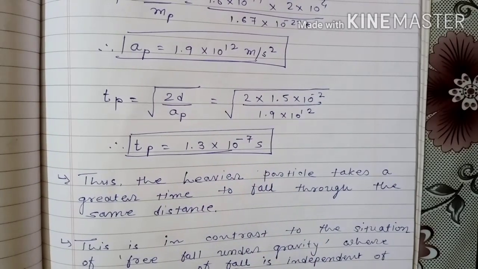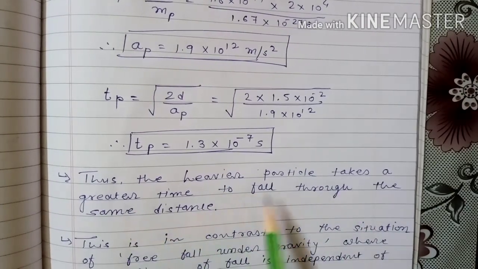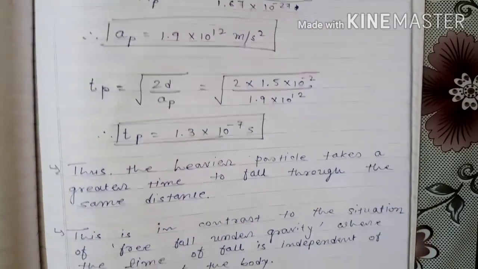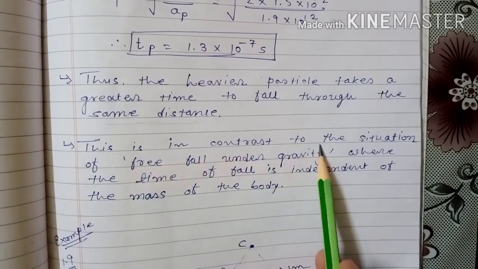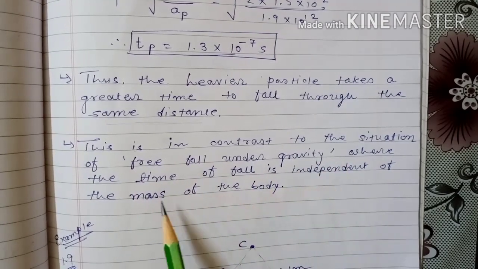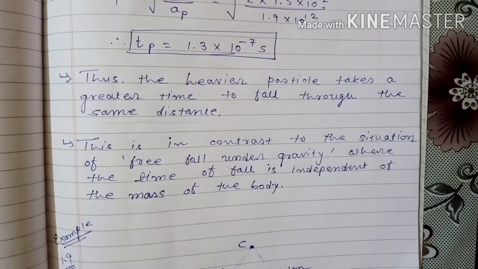If you compare the time taken by electron and the time taken by proton, then the heavier particle takes a greater time to fall through the same distance. This is in contrast to the situation of free fall under gravity, where the time of fall is independent of mass of the body. Time of fall does not depend on mass for both particles; when we consider free fall under gravity, the time taken by proton and the time taken by electron come out to be the same.